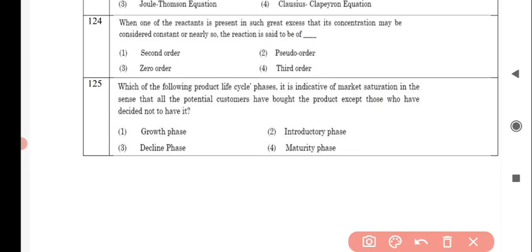And the last question is, which of the following product life cycle phases is indicative of market saturation in the sense that all the potential customers have bought the product except those who have decided not to have it? And the correct answer is option number 4, maturity phase.